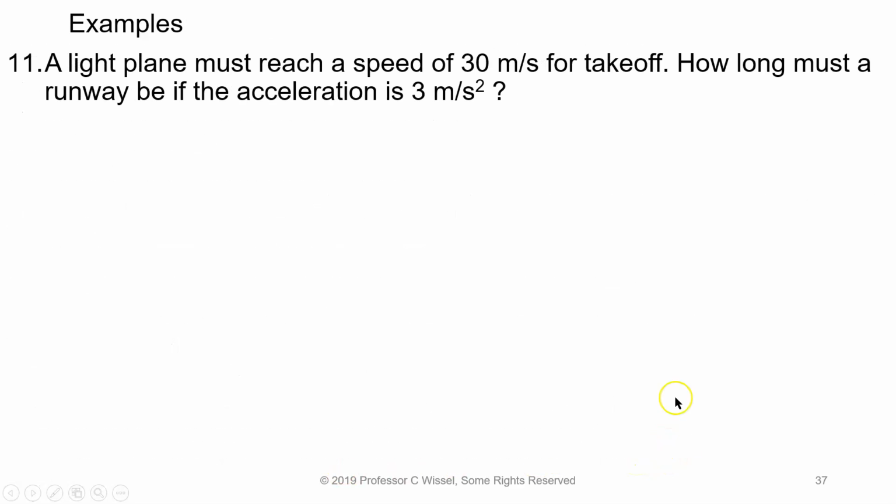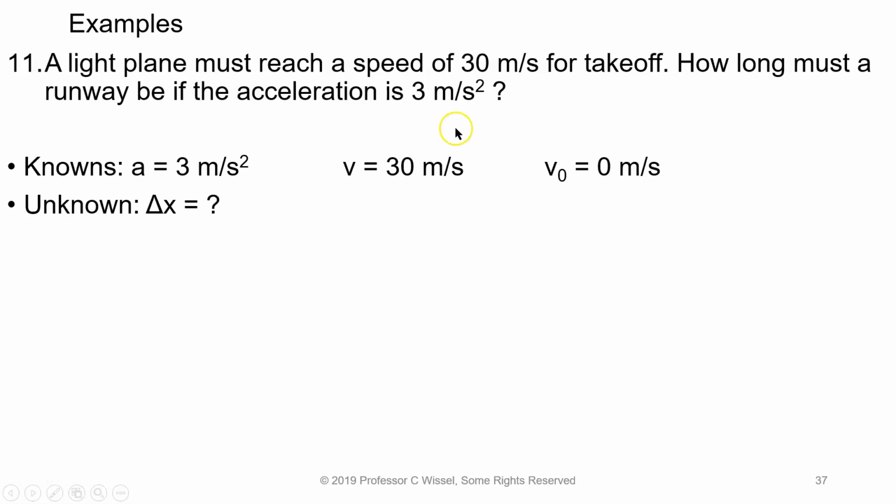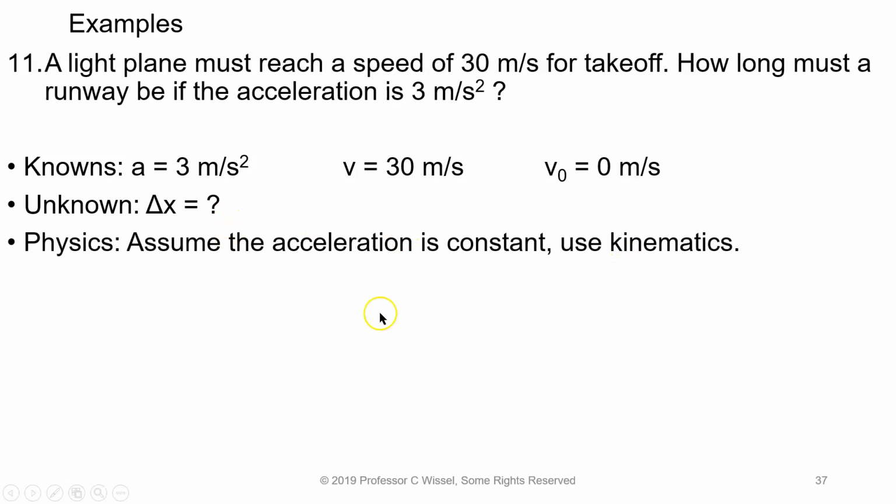A light plane must reach a speed of 30 meters per second for takeoff. How long must a runway be if the acceleration is 3 meters per second squared? Okay, you know the acceleration is 3 meters per second squared. V is 30 meters per second. It's going to take off, so the initial speed is 0. We need to know how long that runway has to be. That'll be delta x. We're going to assume the acceleration is constant.